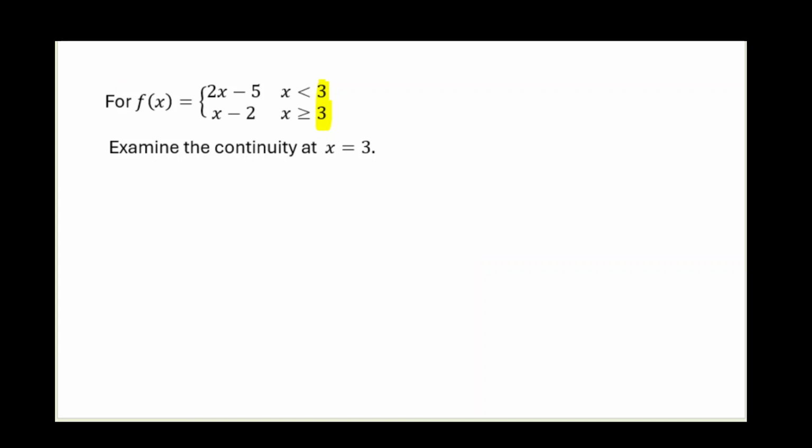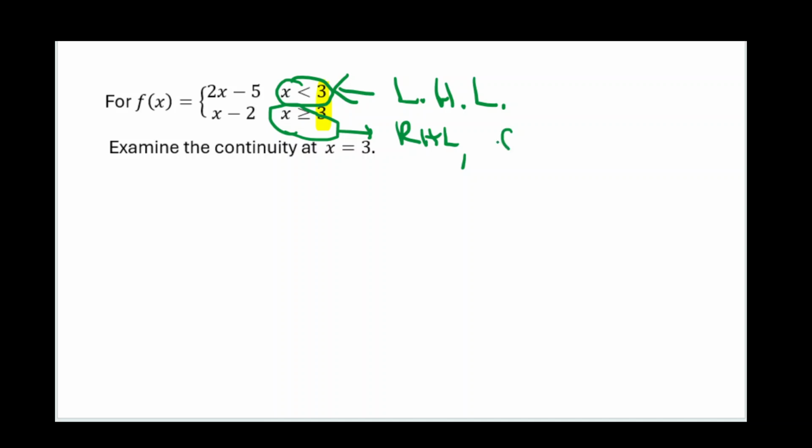So we know that we need to examine 3 pieces: the left-hand limit, the right-hand limit, and the function itself. So this is where the left-hand limit is going to exist. That's going to be values less than 3. And this part of the domain is going to be the right-hand limit and also the point itself because it's greater than or equal to 3. So we're going to use those rules.